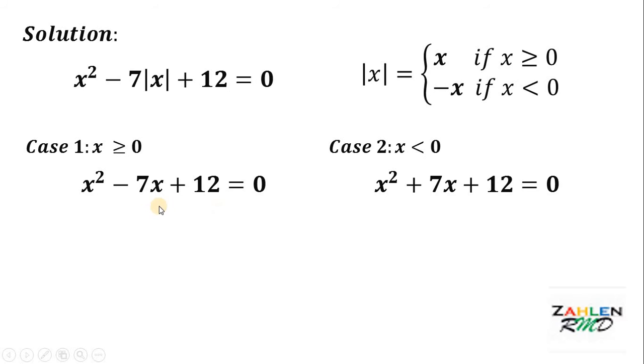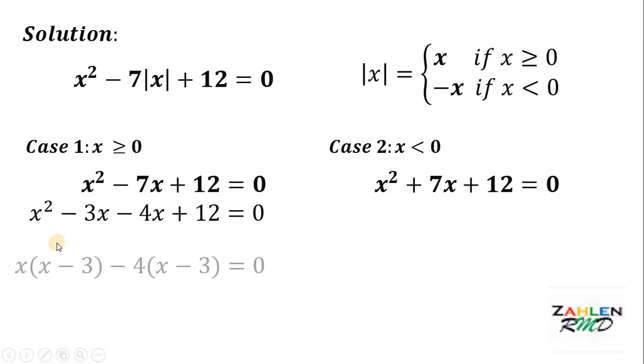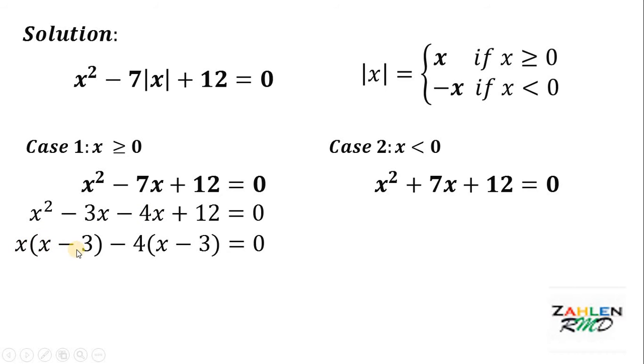Now, let's focus on case number 1. What we're going to do is to factor this equation. Negative 7x can be split into negative 3x minus 4x, which is still negative 7x. Next, factor out x from the first two terms to get x multiplied by x minus 3, and factor out negative 4 from the last two terms to get negative 4 multiplied by x minus 3. Now, x minus 3 is common, so we can factor it out. We get x minus 3 multiplied by x minus 4 equals 0.